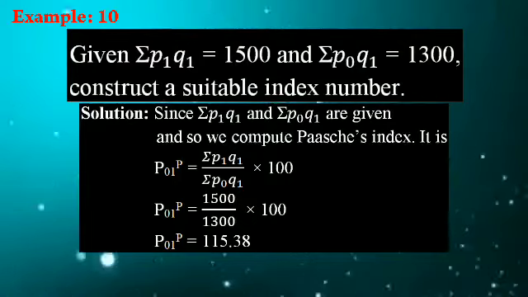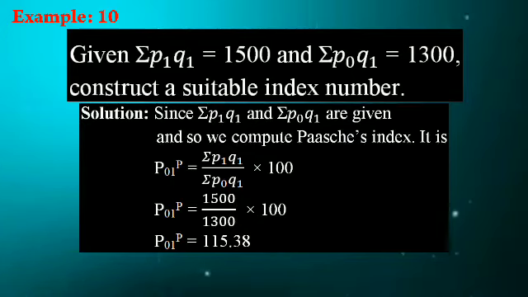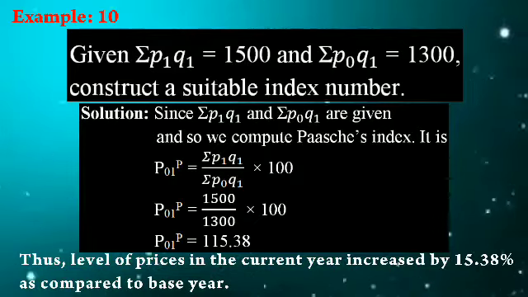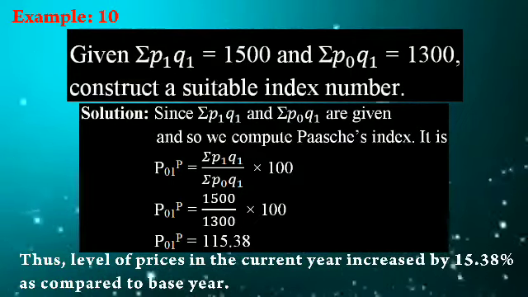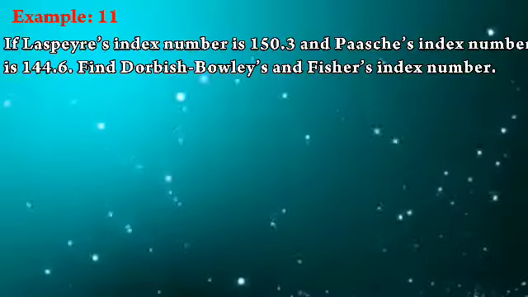115.38. Here the index number is greater than 100. Obviously the price values are increased by a certain percent. Therefore the prices in the current year increased by 15.38% as compared to the base year.